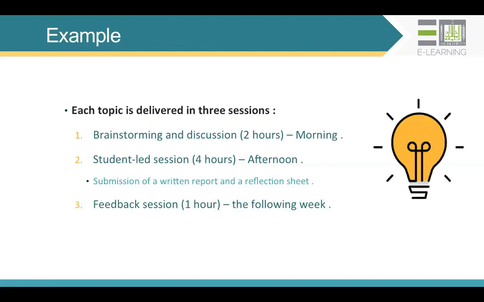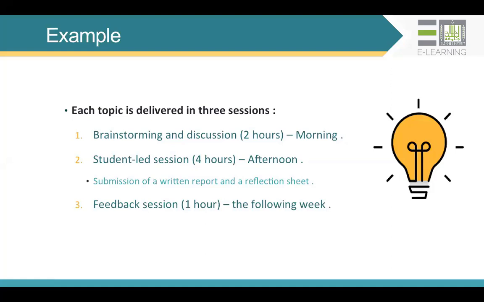Here is an example of a problem-based learning class implemented in the master program in clinical pharmacy at UCL. For problem-based learning classes, each topic is delivered in three sessions. For example, if we have acute coronary symptoms as one topic, students will attend 3 sessions. The first session is 2 hours long, and it takes place in the morning. The purpose of this session is brainstorming and discussion. The second session is around 4 hours, and it usually takes place after the morning session, on the same day.